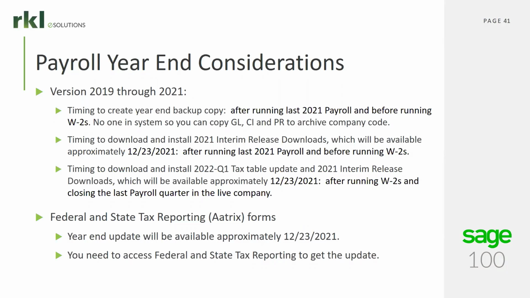The timing for downloading and installing the interim release downloads, IRDs: these will be available around December 23rd and should be installed after running the last 2021 payroll and before running your W-2 forms. And for installing the 2022 Quarter 1 tax update, this should be done after running your W-2 forms and after closing the last payroll quarter in the live company.